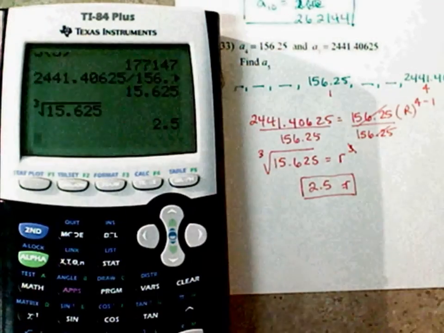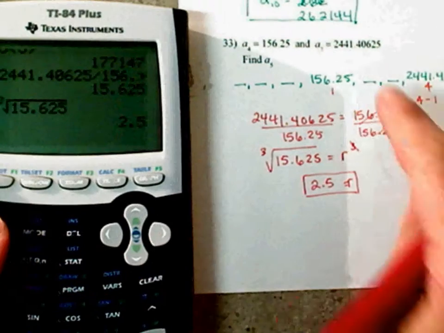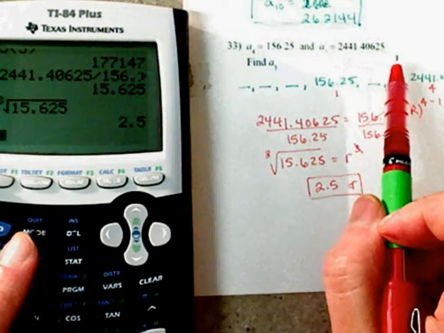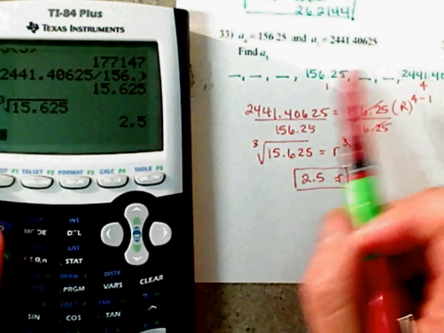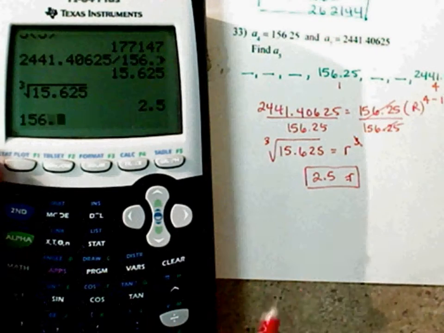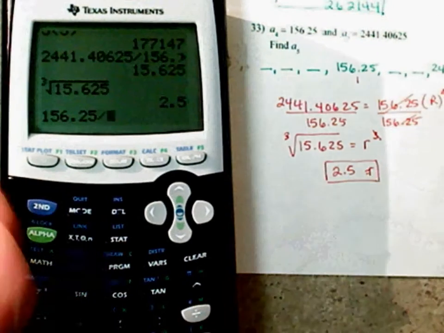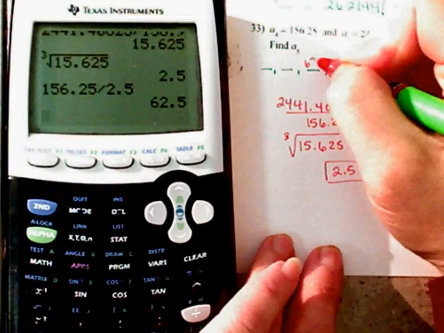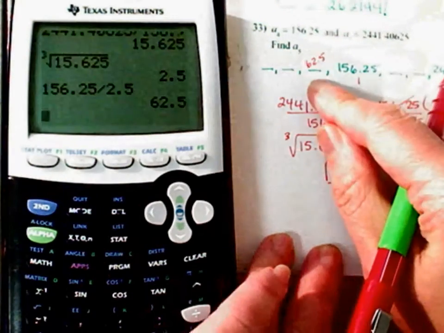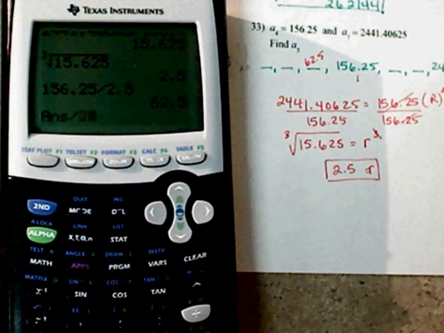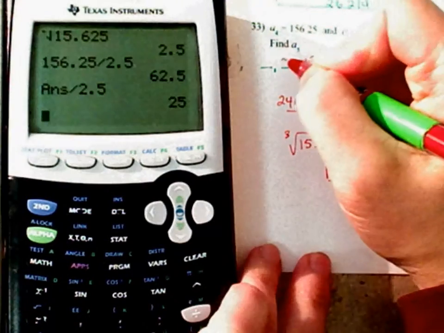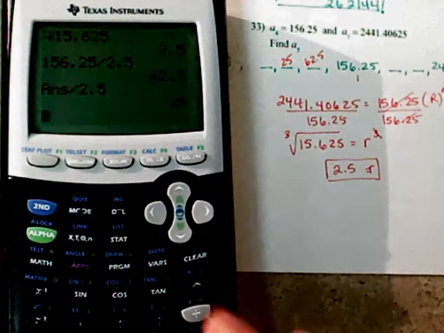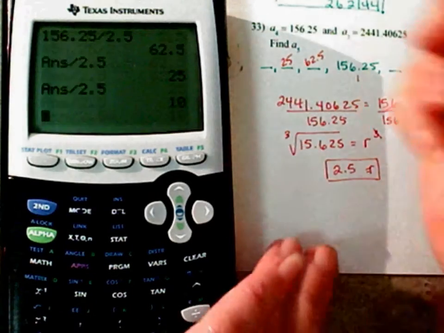All right, now that you know what the common ratio is, can you now go find your first term? Well, yeah. Remember, going to the right, you're going to multiply. Inverse of multiplication is division. So 156.25 divided by 2.5 comes out to be 62.5. That's your third term. Divided by 2.5, second term is 25. Divided by 2.5, and first term is a 10.